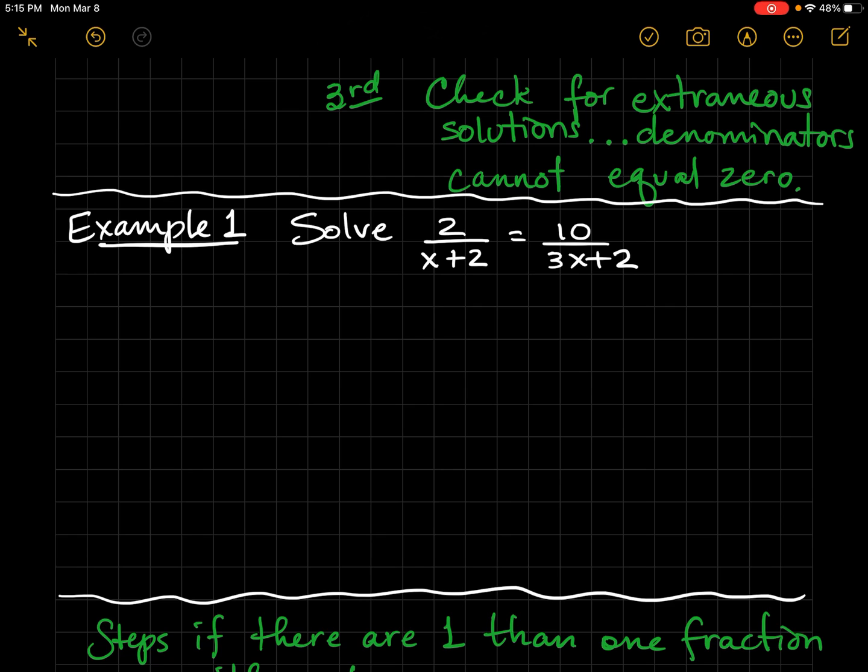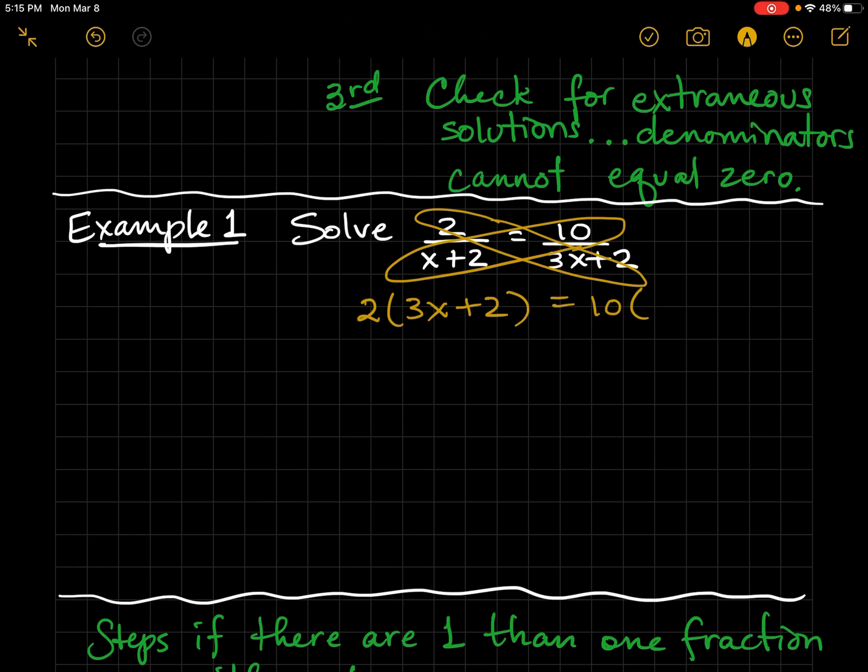Let's look at the first example. Here we have one fraction on each side. So when you cross multiply, you can do this and go 2 times. Watch those parentheses. Make sure you distribute. And then we can go this direction and we get 10 times x plus 2. And now it's an equation that is pretty easy to solve.